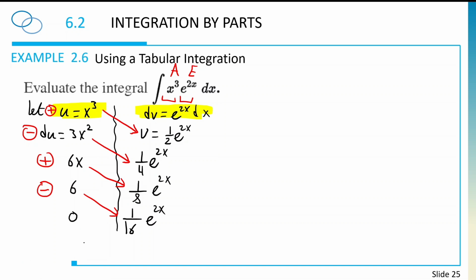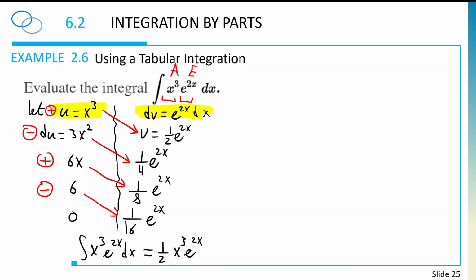Now, how do I write my final answer? So this is the question, the integration of x to the power of 3 e to the power of 2x dx equals to, I'll start with the first term. I multiply these two and I consider the sign to be positive. So it's half e to the power of 2x. Let's just write the power function first. So it's half x to the power of 3 e to the power of 2x.